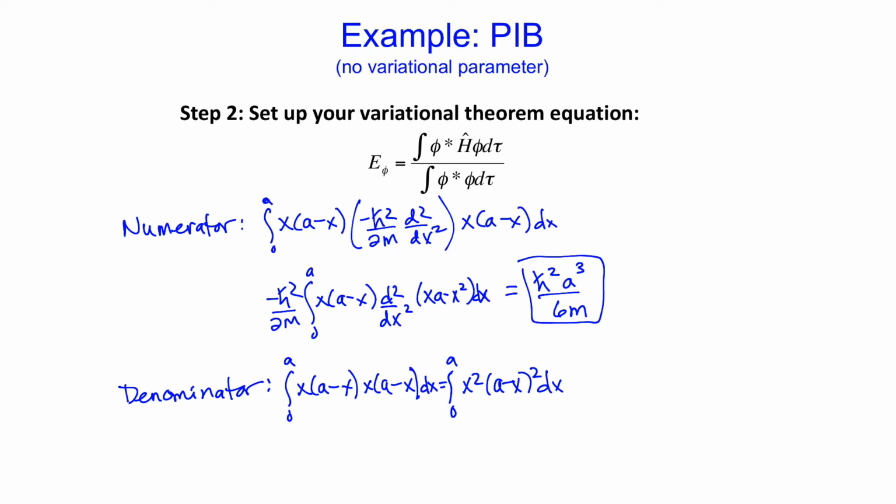Setting up our denominator, here we have again just our phi star phi, so trial function times trial function, and then we can simplify that a little bit. You can look this integral up in any integral table, so pause the video, take a second, see if you can find that result, and we'll check back in a second. Hopefully you've evaluated that, and if all is good, you ended up with the result of a to the 5th over 30 for that one.